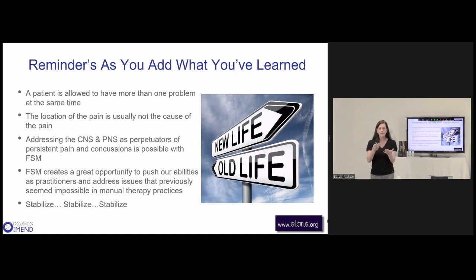So patients usually have more than one thing wrong. And where they're feeling the pain, wrist pain, is not typically where it's coming from. And then even with the other issues in the body, remember, I'm thinking about the brain first and the central nervous system.